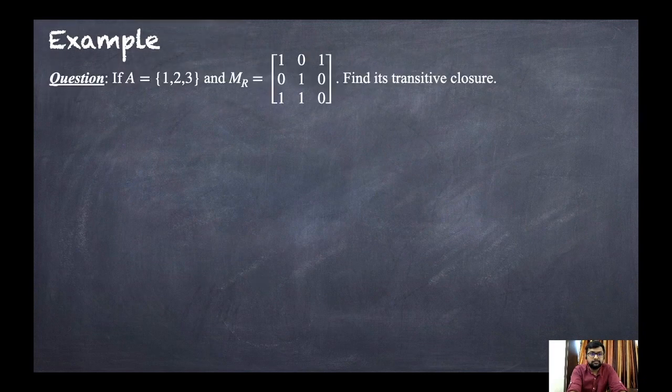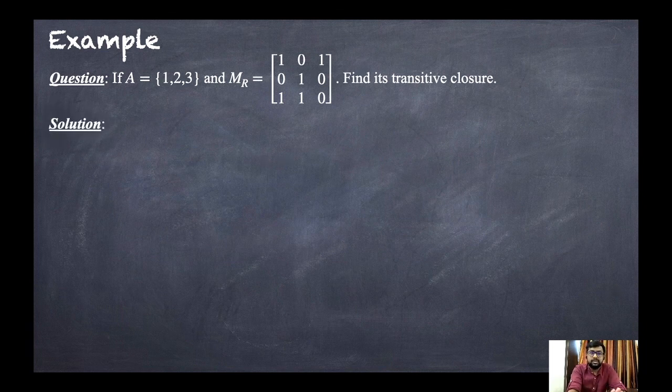Now let us discuss examples. The first one. If A equals {1, 2, 3}, the set is given, and MR. What is this MR? We already discussed that. MR means matrix of relation, or simply relation matrix. It is given like this: 1, 0, 1, 0, 1, 0, 1, 1, 0. Then find the transitive closure. What is a transitive closure? Whenever R is given, it may not be transitive, so we want to make it transitive, and the smallest transitive relation will be the transitive closure.